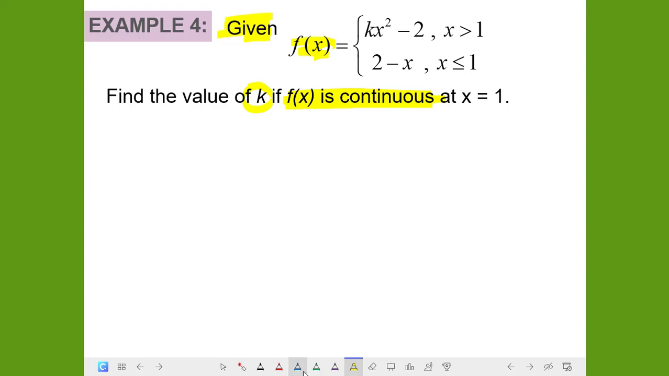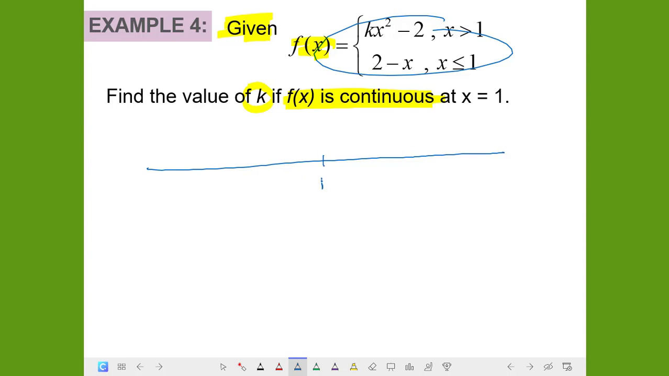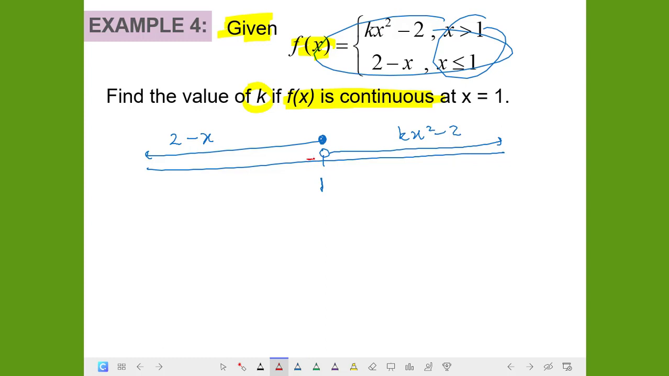From the piecewise function, we can transfer to a number line. At 1: for x more than 1, the function is kx squared minus 2. When x is less than or equal to 1, the function is 2 minus x. This one is left and right. First step, follow the first step.